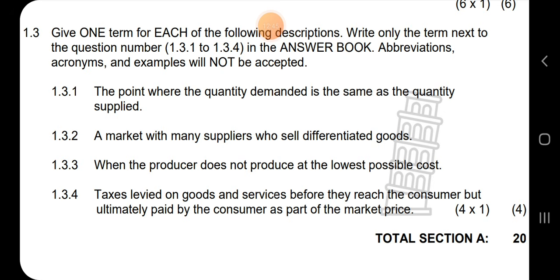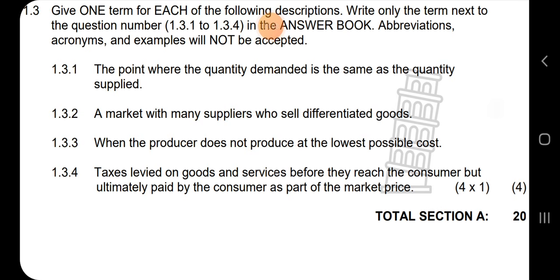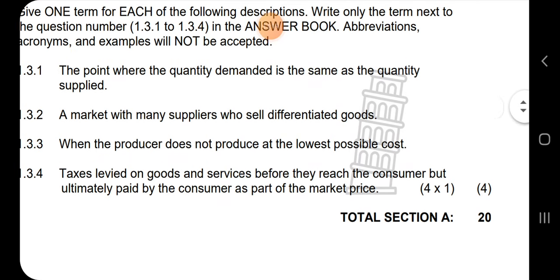1.3.3 says when the producer does not produce at the lowest possible cost. That is productive inefficiency. A producer must produce at the lowest possible cost. And then 1.3.4 says taxes levied on goods and services before they reach the consumer, but ultimately paid by the consumer at the point of the market price. That is indirect tax. So that is a total of 20 marks for section A.